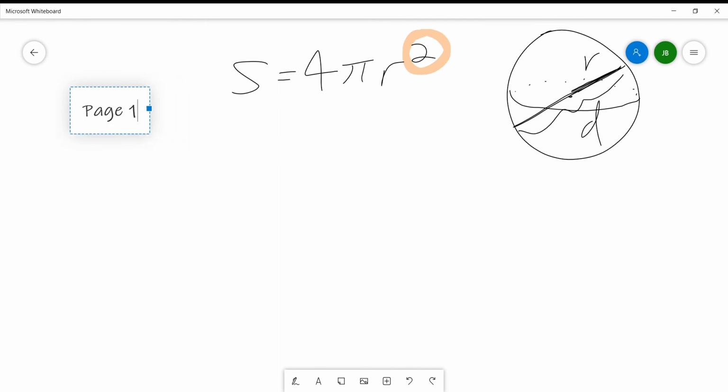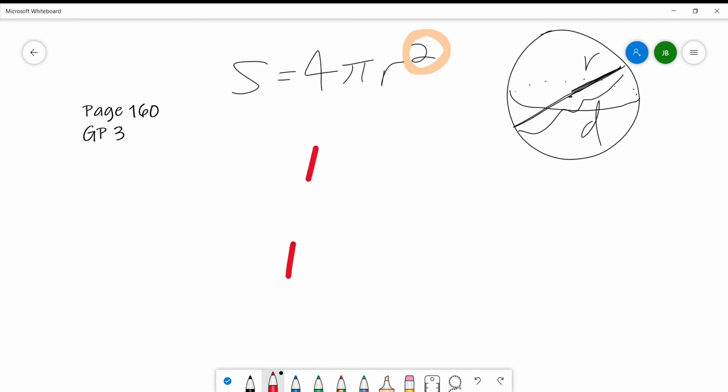Page 160. Do guided practice number 3. Do it right now. Do it now.